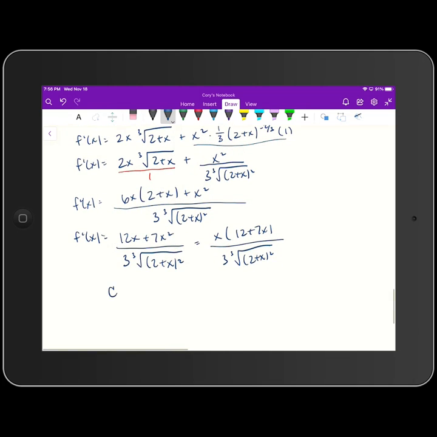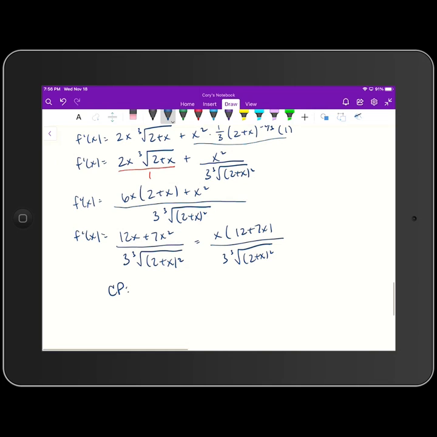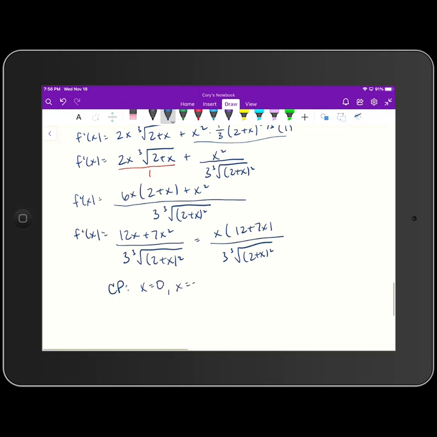Okay, so critical points are going to be where the derivative is 0, so that happens when the numerator is 0. That occurs when x is equal to 0, or when x is equal to negative 12 over 7. And then our derivative is undefined where the denominator is 0, and that's going to happen when x is equal to negative 2. Okay, so that right there is how you find the critical points for that function.